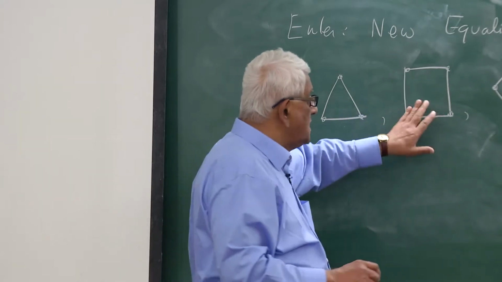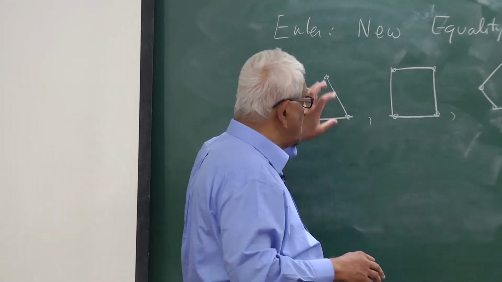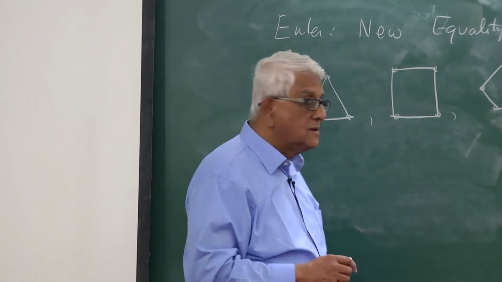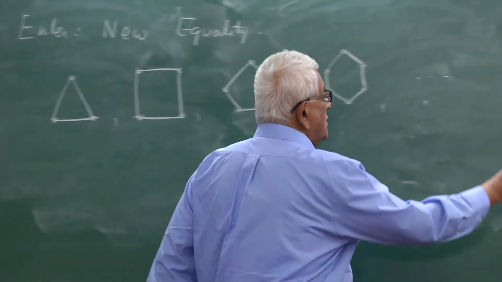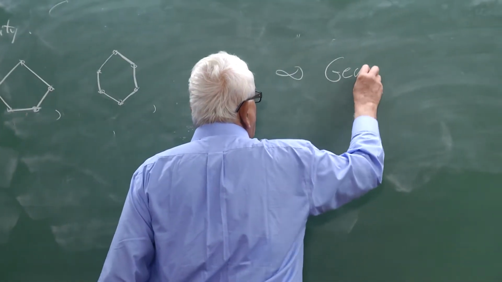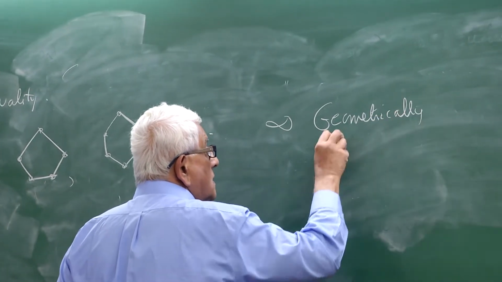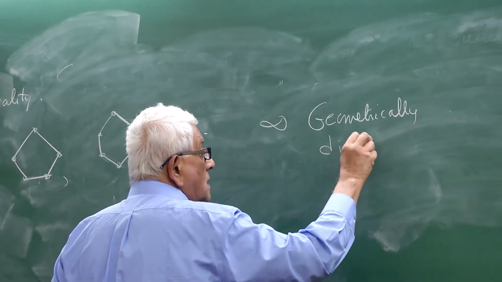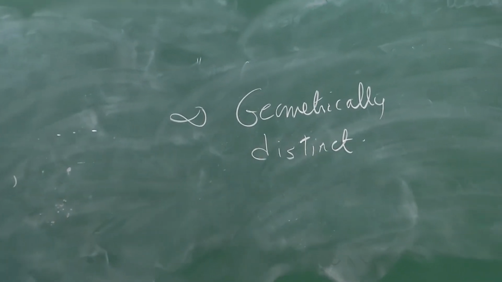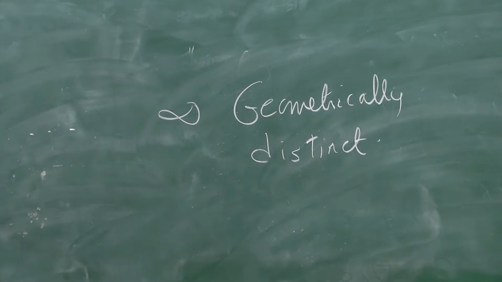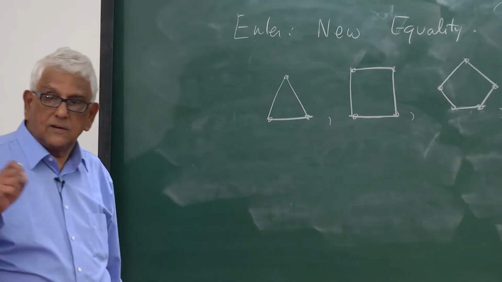You can construct the others using triangles. Right? So this is the basic building block, right? But they are geometrically distinct. So what we will do is we will look at these and follow Euler.